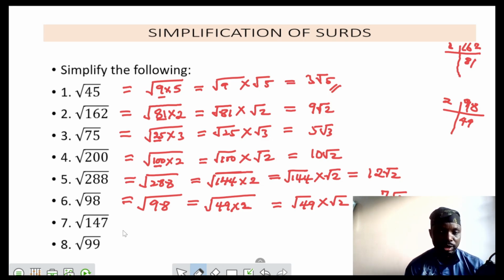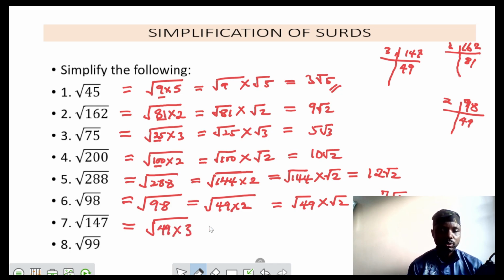So what do you think this one will be? Root 147. So we will also give you root 147. I don't know what 147 will give me. I will come here, I will write 147, just in one corner of your paper. So what number can go? Can 2 go in 147? No. Then try 3. Can 3 go in 147? Yeah, 3 can go in this one. Then I have 49. So that means it is 3 times 49. So this one is 49 times 3. This is how to check if you don't know the multiple. So this one will give me root 49 times root 3, and root 49 is 7, so 7 root 3.